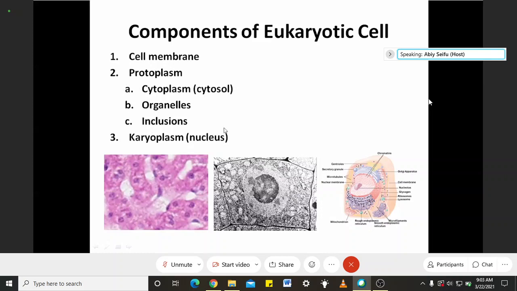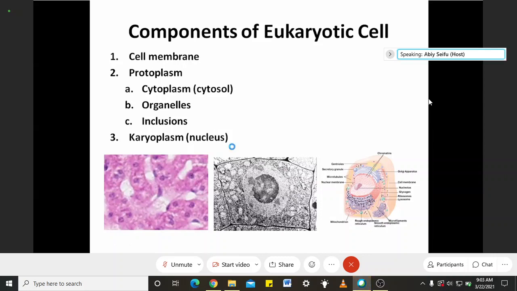Today I'm going to describe protoplasm, which has cytoplasm or cytosol, organelles, and inclusions. So I'm going to take you through each one of these, one after the other.